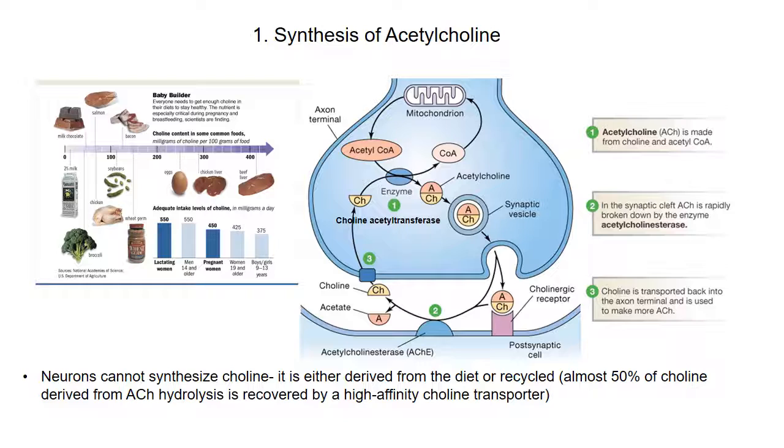Acetylcholine requires only one enzymatic reaction, in which an enzyme called choline acetyltransferase uses choline and acetyl coenzyme A, which is one of the common metabolites, to make acetylcholine. What is interesting is that neurons cannot synthesize choline, so it has to be derived either from the diet or recycled. Almost 50% of the choline is derived from food or from acetylcholine hydrolysis. After acetylcholine is released from synaptic vesicles into the synaptic cleft, an additional enzyme called acetylcholinesterase cuts it into acetate and choline, and choline can be reuptaken by the neuron. So 50% of choline comes from the food and 50% comes from this reuptake after release.